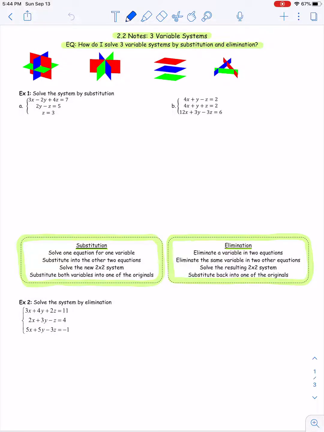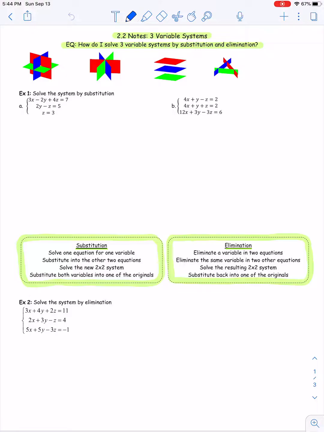So we are moving on to three variable systems. How do we solve three variable systems by substitution and elimination? Because we're working with three variables, graphing is not an option anymore. We can't physically graph something with three variables because that's three-dimensional.